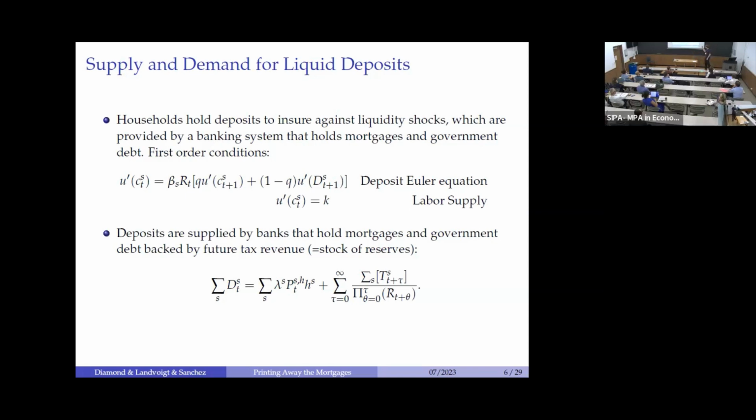Then the other equation we need to close the model is the budget constraint, where the real value of deposits today is the present value of future tax revenue discounted to present plus the value of outstanding mortgage debt. You can think of that as a bank budget constraint that's going to determine how many deposits exist. And because the tax revenue shows up here, that's going to be affected by fiscal policy.